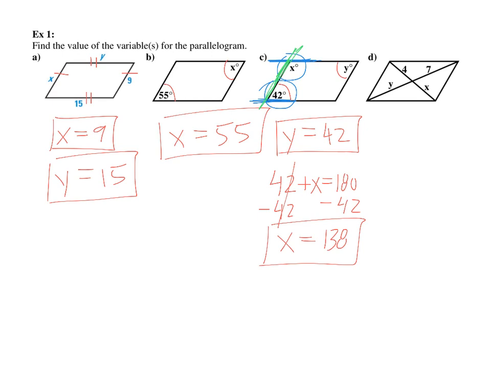Okay. For the next problem, I have X is equal to 4. And then I have Y is equal to 7, because the diagonals bisect each other. All right. Here are a bunch of basic examples where we applied parallelogram properties. Let's do some more examples.